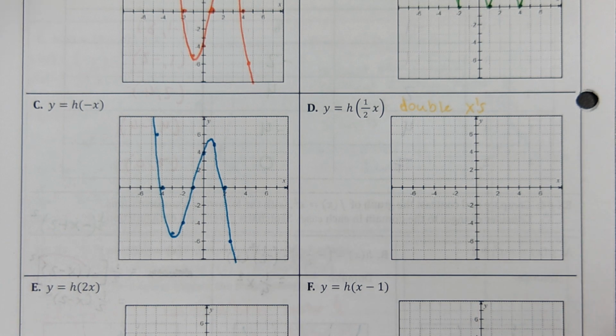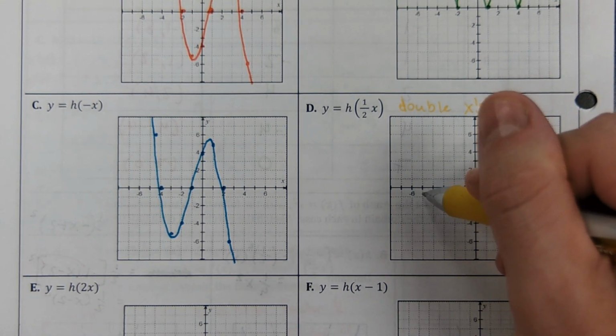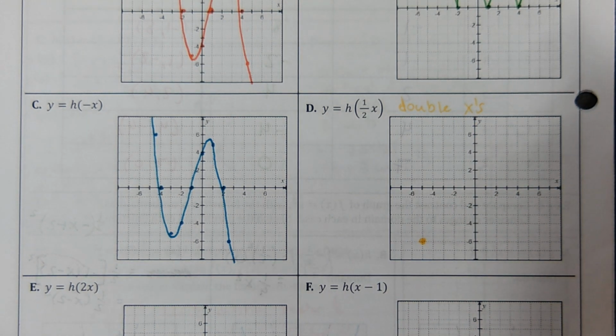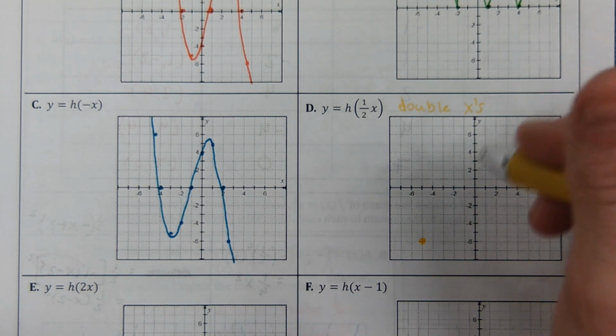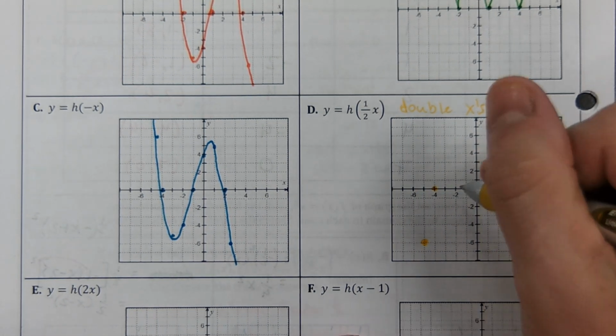We have to double all the x values. Again, you can't see them. You'll just have to trust that I'm actually doubling them. But don't touch the y values. So instead of -2.5, comma -6, I'm at -5, -6. Instead of -2, 0, I'm at -4, 0. Instead of -1, 5, I'm at -2, 5.